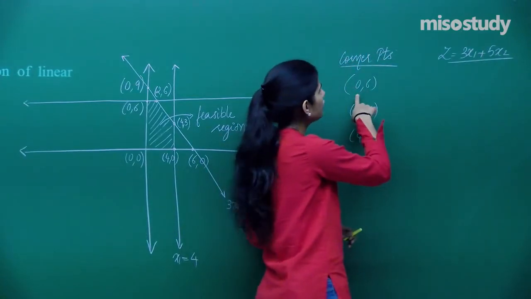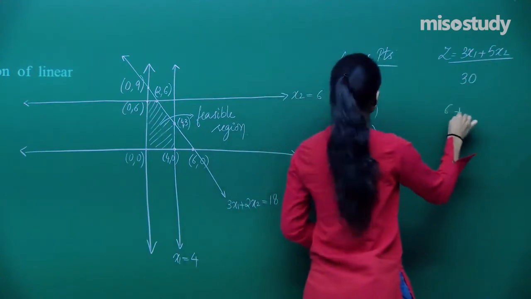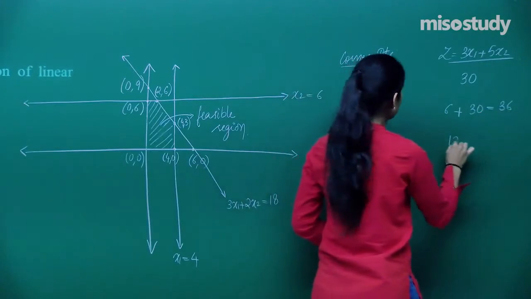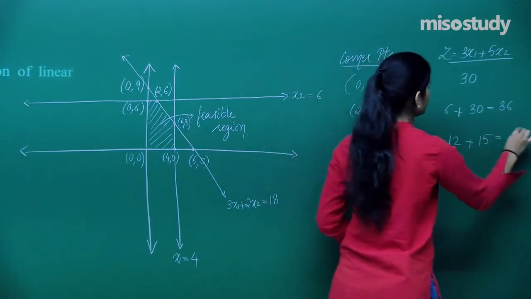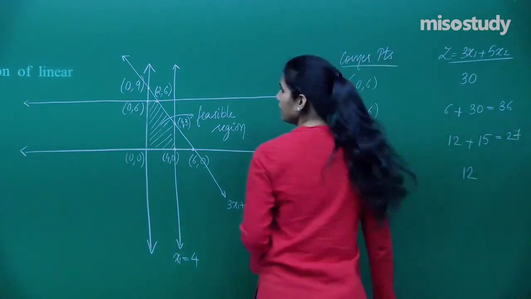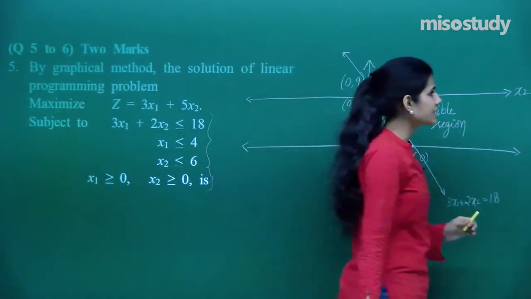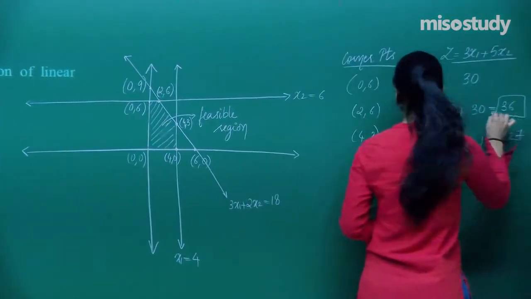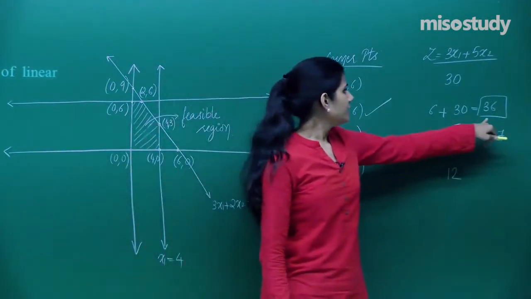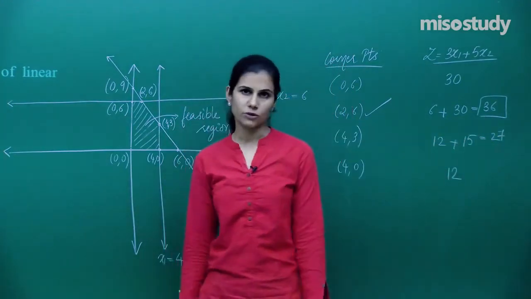Three into 0 is 0, 5 into 6 is 30, 3 into 2 is 6, 5 into 6 is 30, so this is 36. 4 into 3 is 12 plus 5 into 3 is 15, this is 27, 4 into 3 is 12. You are interested in maximizing, right? Maximum value is 36 being obtained at (2, 6). So the solution is 36, which is being obtained at x1 equals 2 and x2 equals 6.